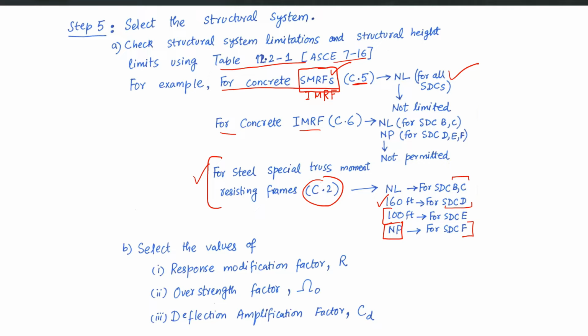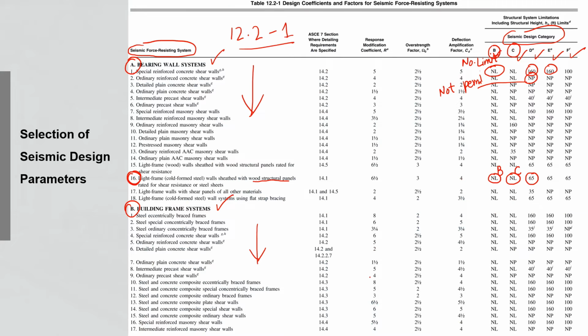The second thing which we can pick from this table 12.2-1 are these three seismic design parameters. First, very important, is the response modification factor R for your particular structural system. It is also called the behavior factor in Eurocodes. The second is the overstrength factor omega, and third is the deflection amplification factor.